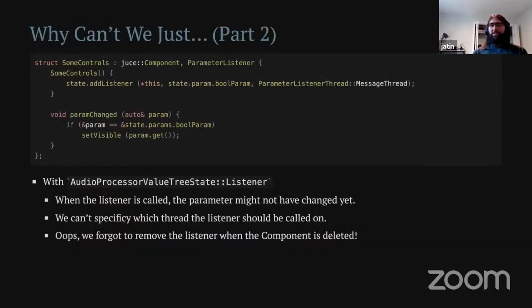So now, why can't we just have parameter listeners that work maybe a little bit like this? We have our UI component, and maybe we want this UI component to also be a parameter listener. So we say, okay, I want my plugin state to add a listener. It's going to be this, listening to this parameter, and I want the callbacks for the listener to happen on the message thread. Then in my param changed method, I can say, hey, if the parameter being changed is this parameter, then I'll change my visibility. And I know that this is always going to run on the message thread because of this argument that I passed here.